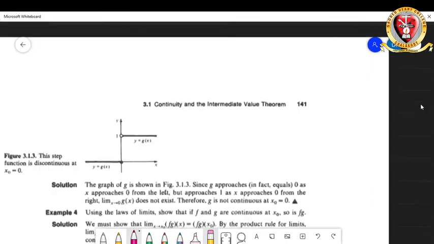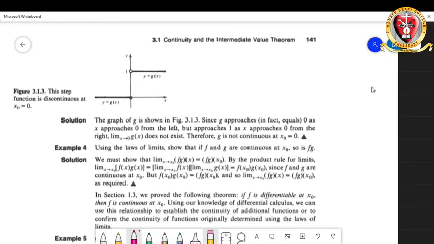So the same idea you can see here, that g approaches 0 as x approaches 0 from the left. Similarly, g approaches 1 as x approaches 0 from the right. So limit x tends to 0, g of x does not exist. The limit itself doesn't exist. So we get that the function is not continuous at x naught equal to 0.